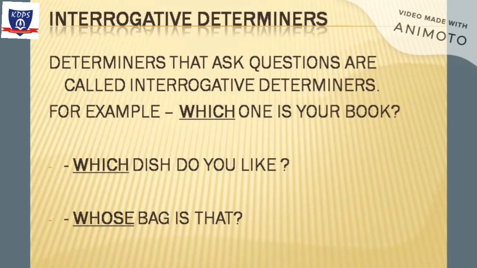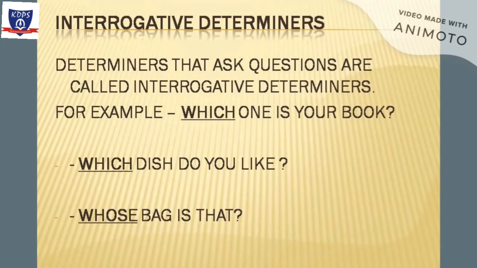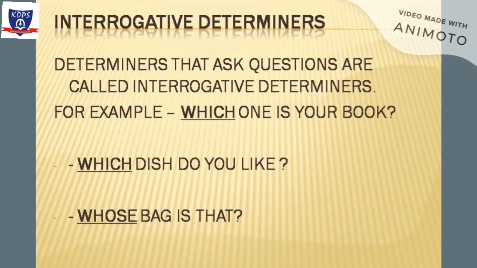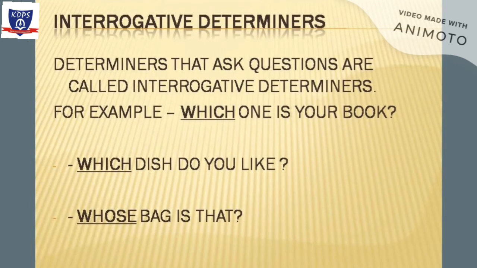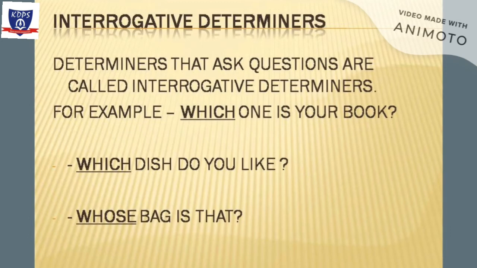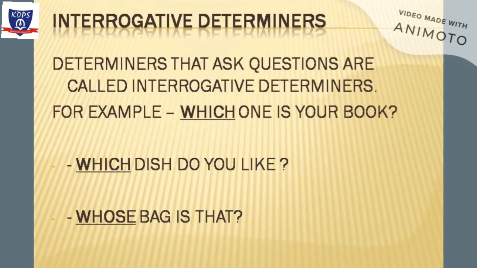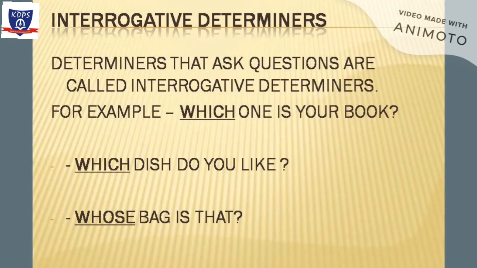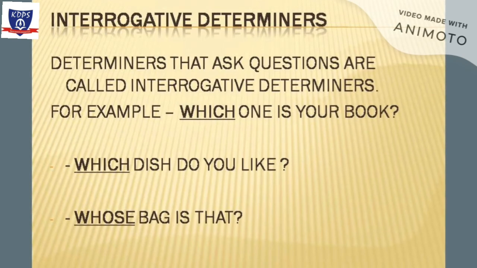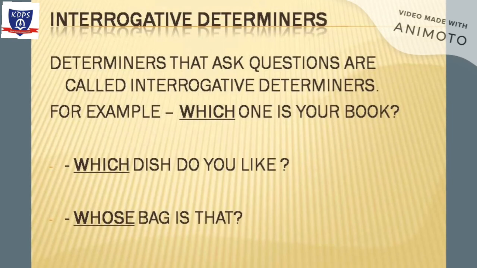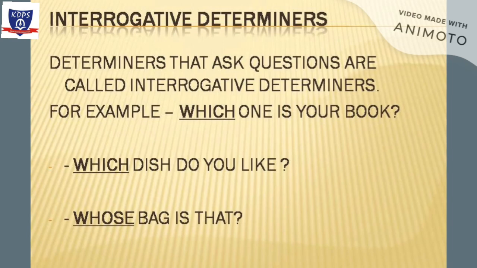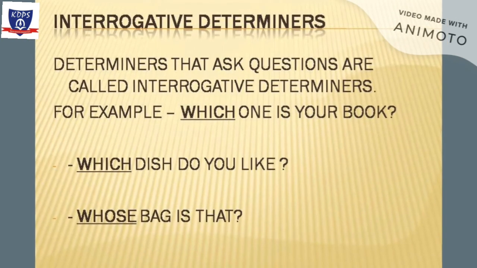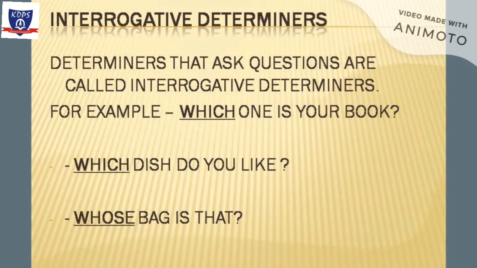For example, which one is your book? आपकी कौन सी बुक है, तो कौन सी बुक, which becomes your interrogative determiner, क्योंकि which one is your book, आपकी कौन सी बुक है, आपसे पूछा जा रहा है, that's why it is an interrogative determiner. Which dish do you like? आपको कौन सी चीज खाने में पसंद है, again which becomes your interrogative determiner. Whose bag is that? वो बैग किसका है, पूछा जा रहा है कि बैग किसका है, so whose becomes your interrogative determiner. So these were your other 3 determiners.